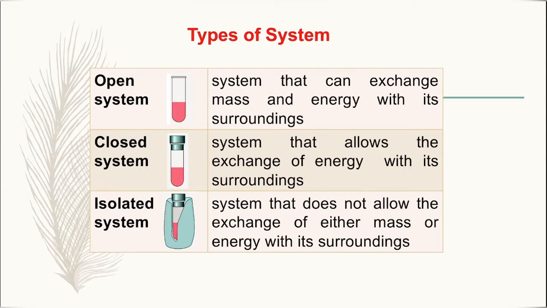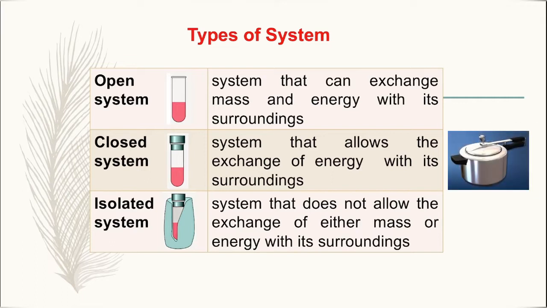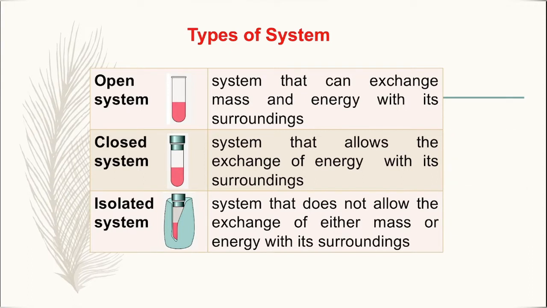The second one is closed system. Closed system is a system that allows the exchange of only energy with its surroundings. An example of closed system is a pressure cooker. While cooking, only heat energy will exchange between the system and the surrounding. The steam produced from the cooking is not allowed to escape from the cooker, so there will be no change in mass.